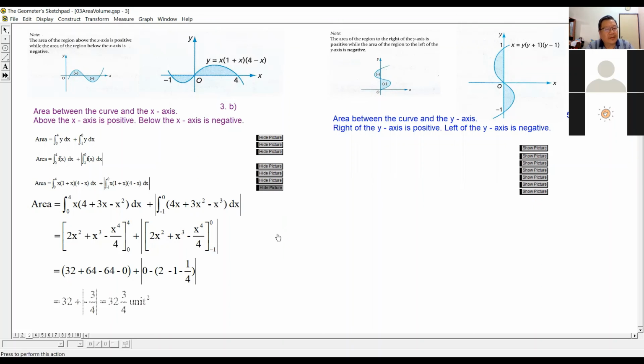Finally, the bracket in front, 64 minus 64, no more, so the bracket in front is 32. The bracket behind is -3/4. We expected it to be negative, and really it turns out to be negative. But you don't take 32 minus 3/4. You take 32 plus 3/4, because the absolute value will change the negative to a positive sign. So when you add them together, it's 32 3/4 square units. Any question?